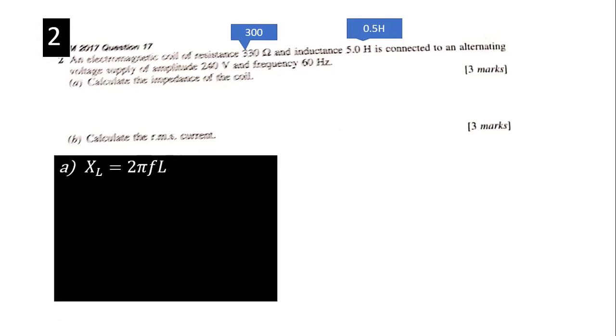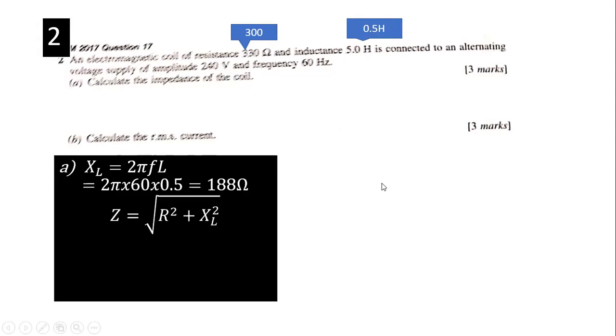Find your XL first, the reactance. 2 pi, frequency is 60 Hz, times L. I use 0.5, following your book. Then calculate your Z. Your book uses 300 rather than 330. Anyway, I didn't bother. It's just a different value, that's all, so a different answer. With 330 and XL, square them, and get your Z.